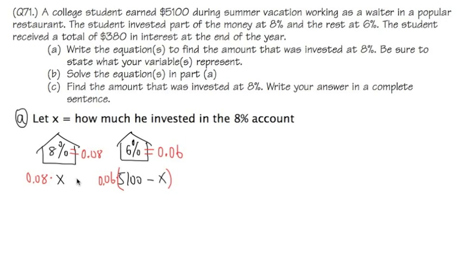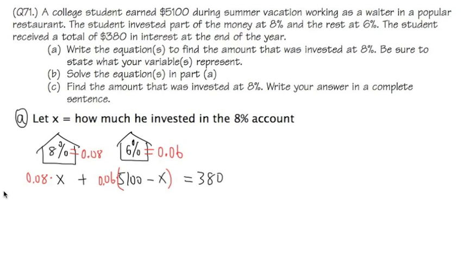And then we add these two together, because this is the interest he makes from the 8% account, and this is the interest he makes from the 6% account. In total, he will get an interest of $380 from both accounts. So here we have it. This is our equation. That's part A.